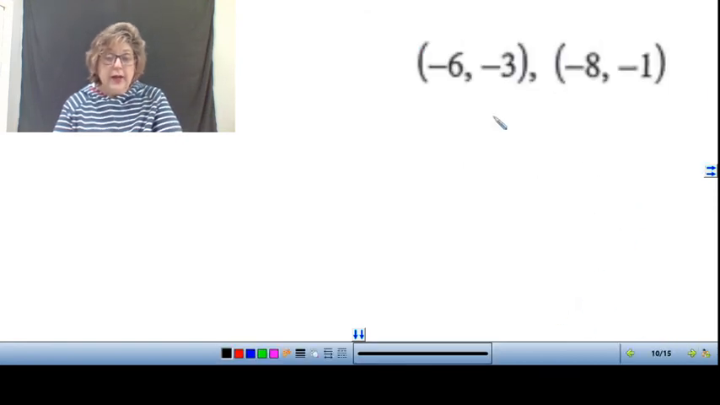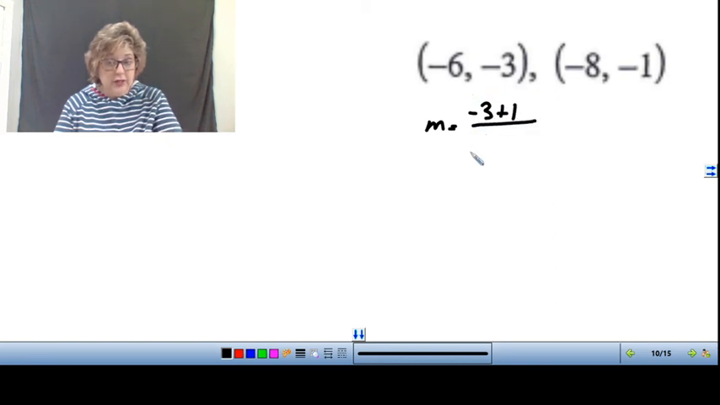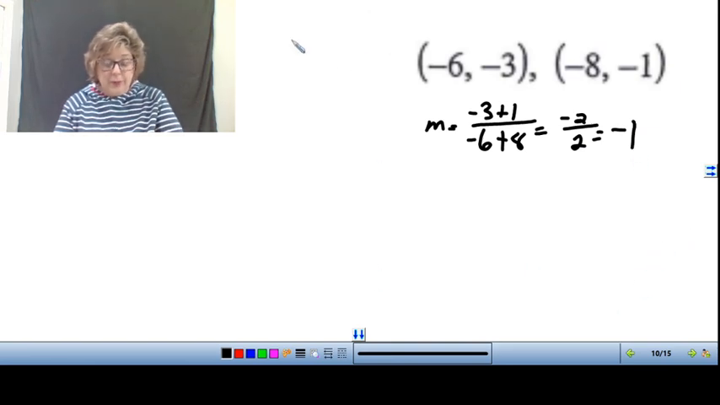One more. Got to find slope first. So slope is going to be the change in the y's, negative 3 minus a negative 1, over the change in the x's, negative 6 minus a negative 8. So that's going to be negative 2 over 2, which, negative over a positive, is a negative. 2 over 2 is 1. There's my slope.